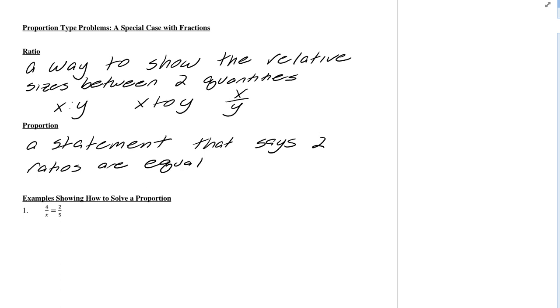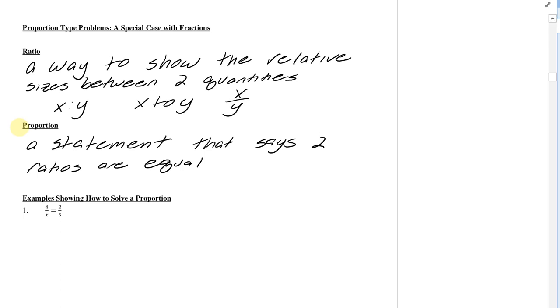So first things first, we have to know what a ratio is. A ratio is a way to show the relative sizes between two quantities. You can represent a ratio in one of these three manners. And then we also have a proportion, and a proportion is a statement that says two ratios are equal. So pause the video and just write down these two definitions and then hit play when you're ready to move on.